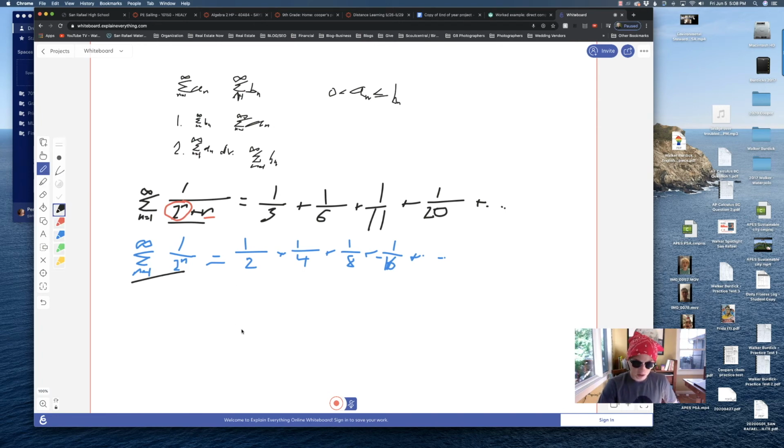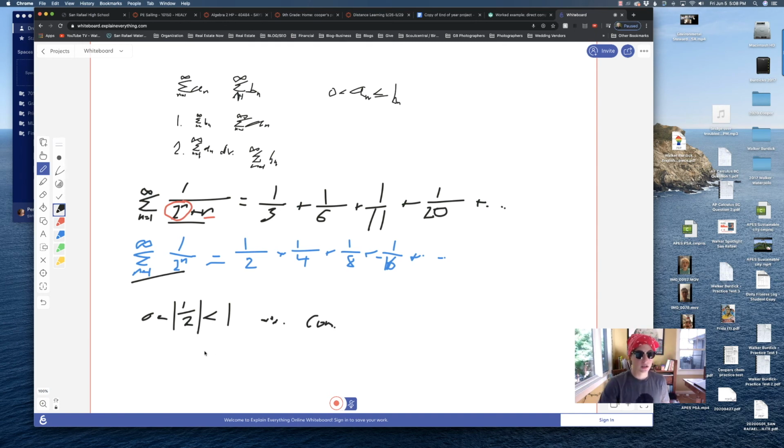Now, using the geometric series test for 1 over 2 to the n, we know that the absolute value of 1/2 is less than 1 and greater than 0. Therefore, the three little dots mean therefore, by the way, the series 1 over 2 to the n converges.